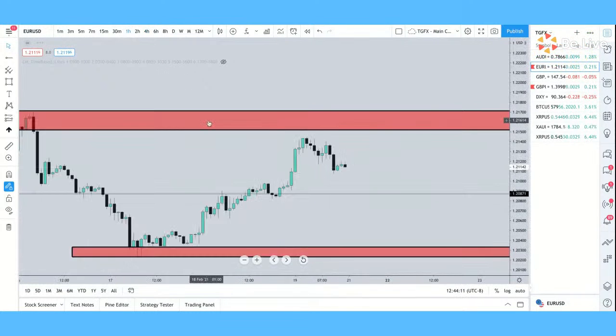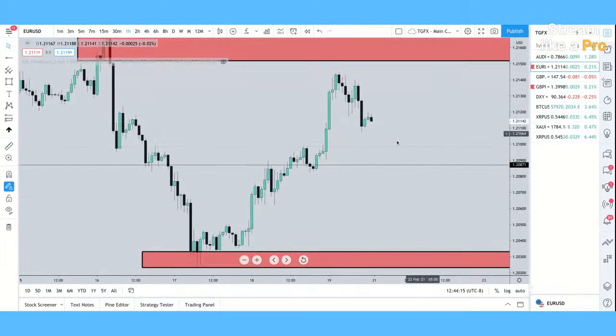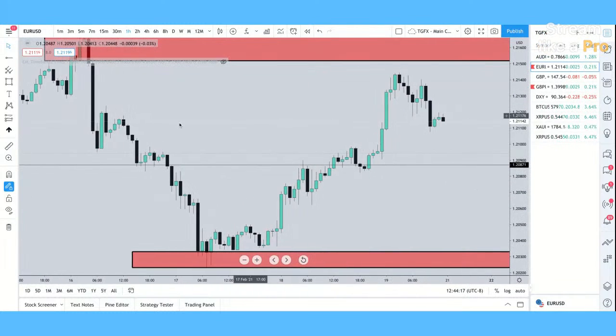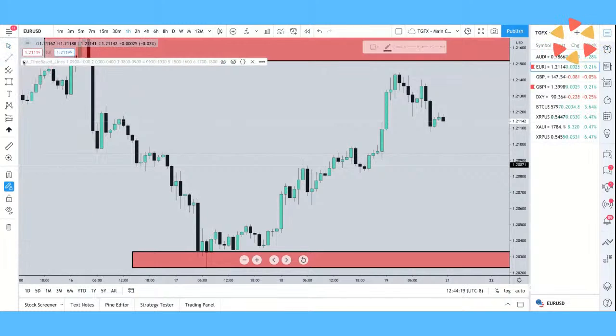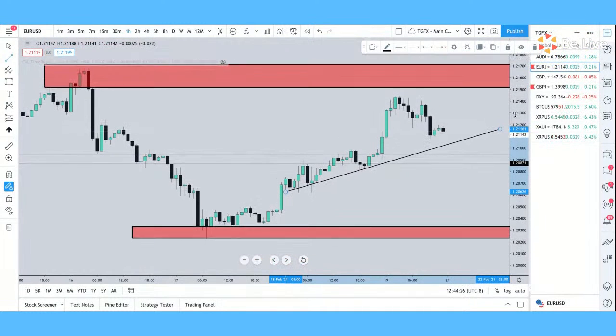Now, on the H1, let me see. I did have a trend line drawn on the H1. Let me find it again. I think it was this one right here. And overall, price is respecting it. As you can see, we have point A to point B, and then a point C right here. And you can see price is coming back down to it right now. So overall, if we can hold this trend line as well, we can definitely see more upside.